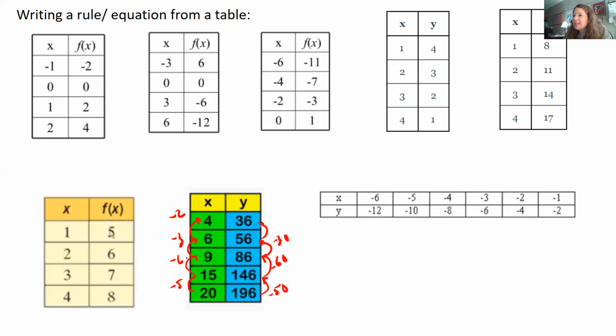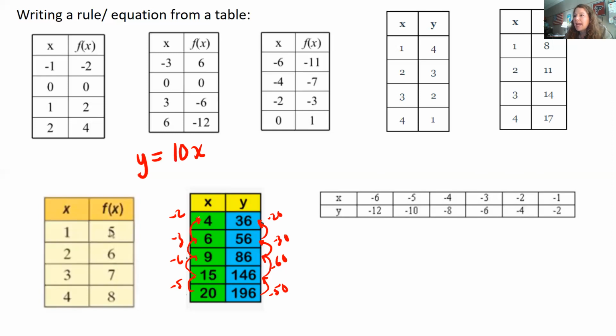So at first you might think, oh, this isn't even a linear equation, but it is, because if we divide negative 50 by negative 5, we get 10. Negative 60 divided by negative 6 is 10. So the rate of change is 10. So our slope is 10. Okay, because I got that by doing my change in y over my change in x.